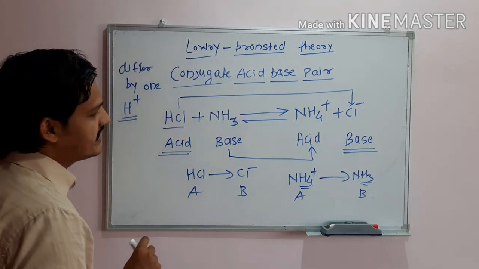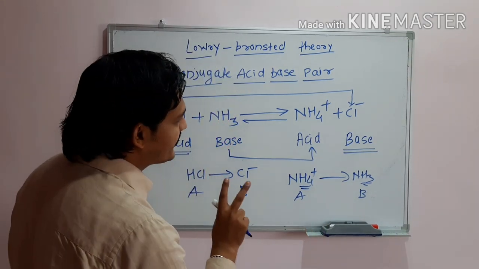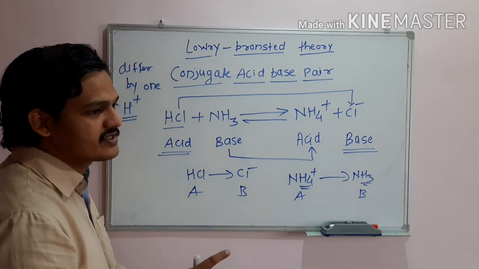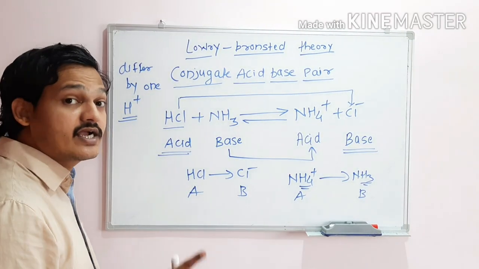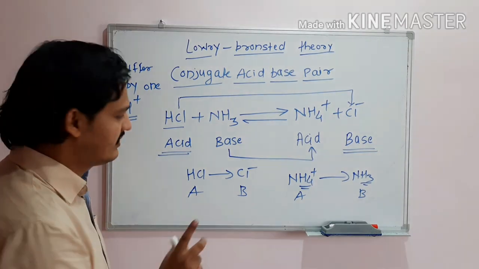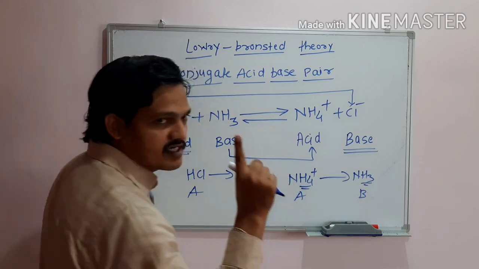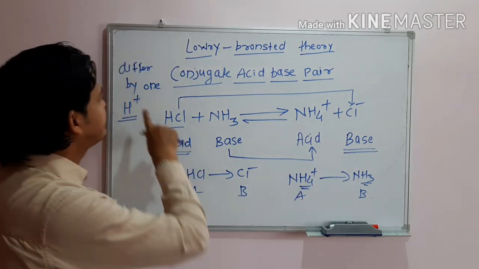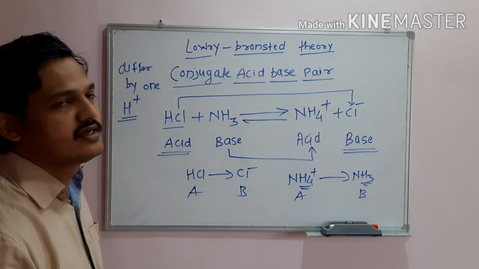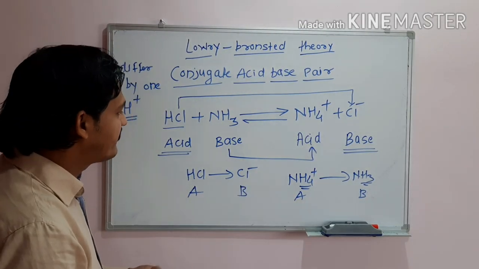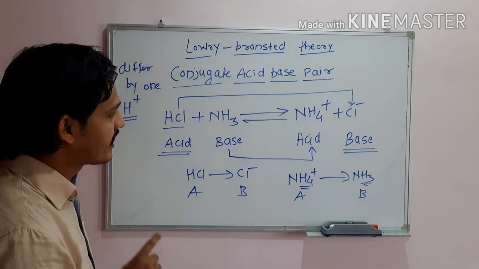This conjugate acid base pair madhye ek proton cha farak asel, asha jodi madhye, acid ani base cha jodi madhye, ekach H+ ion cha farak asel. Baka, 0 1, 4 3, ekacha difference H+ cha, tyala mhanayche conjugate acid base pair. Okay, this is the example for conjugate acid base pair.